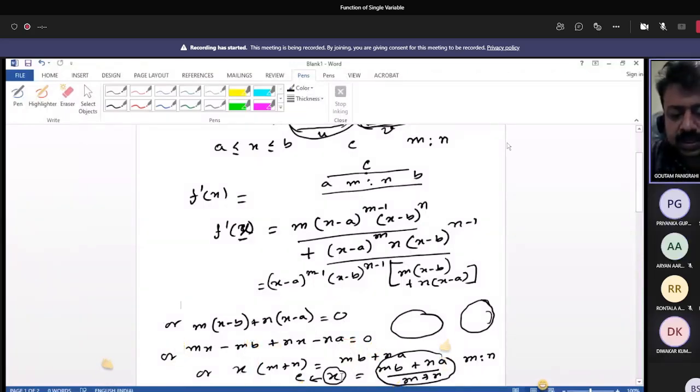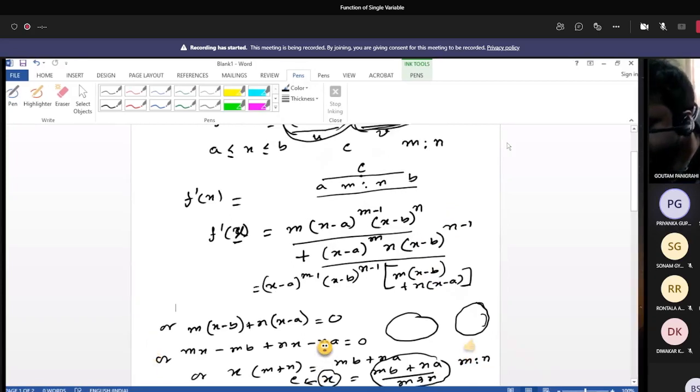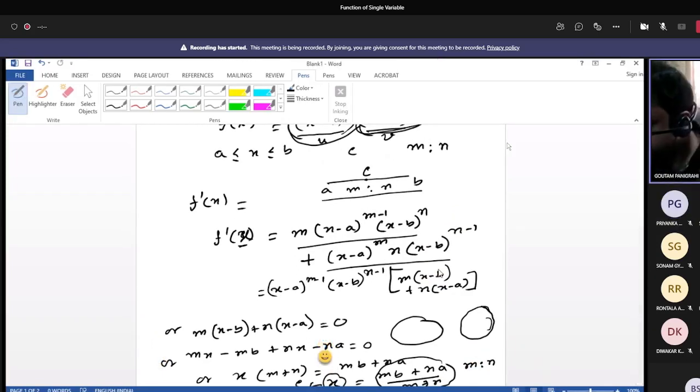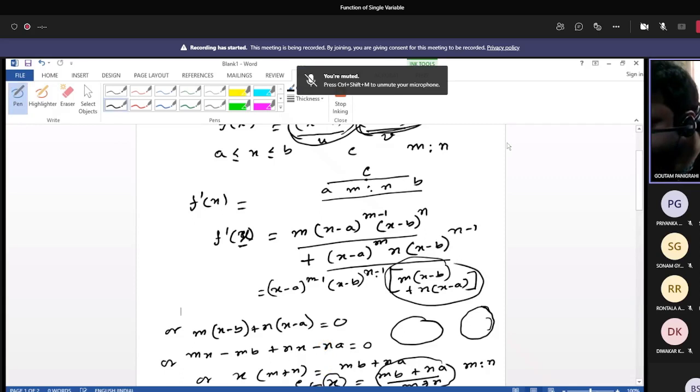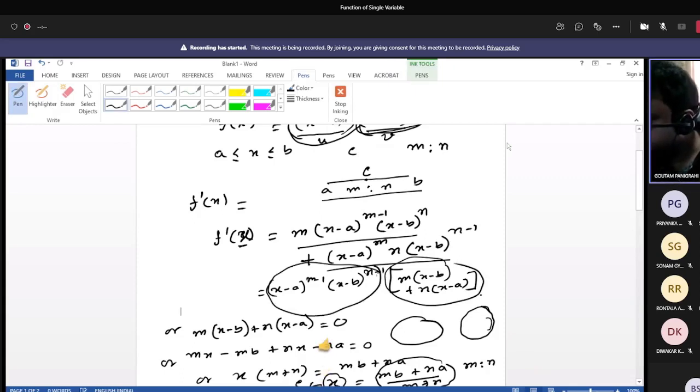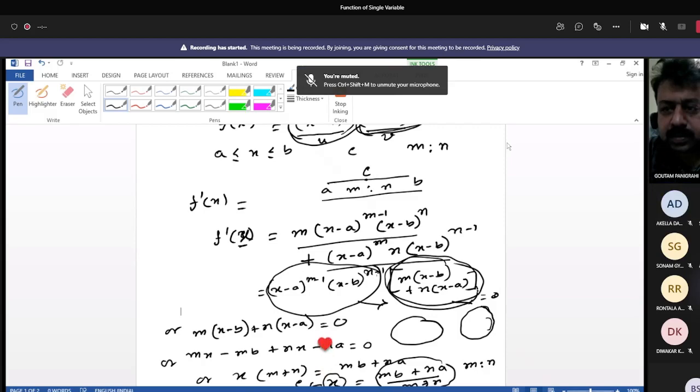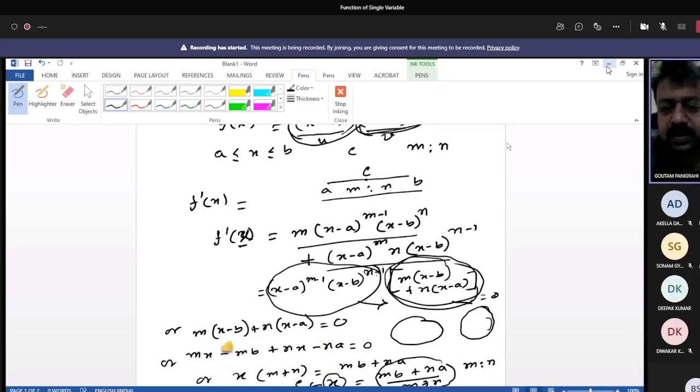This is a product of m into x minus b, because this is a product, no? This term is multiplied with this quantity. So either this will be 0 or this will be 0. Now you have taken this will be 0 and you have proved. Okay, sir, x is equal to a or b, or you have given. I shall discuss it at last.